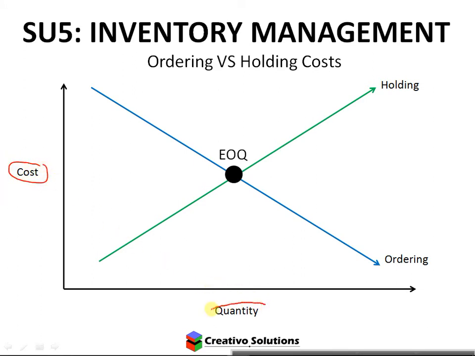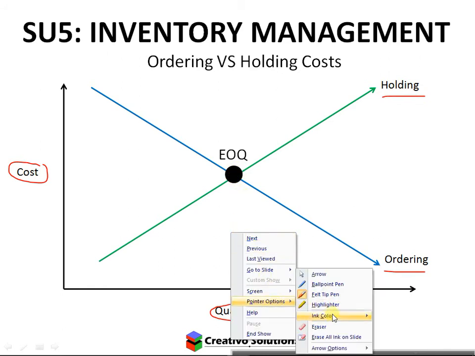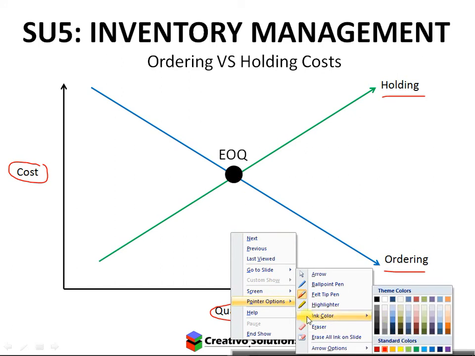Cost and quantity. What are we trying to do as a business? We're trying to reduce the total cost as much as possible. So if you had to find EOQ, you'd be looking at the holding cost and the ordering cost, and where those two intersect. That's what you're looking at. Let's add an extra graph to this particular line.